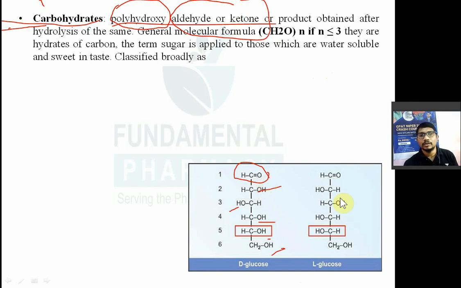Ketone किसमें? So you can see over here, no, here is not. Ketone is there in the structure of fructose. So in fructose there is a polyhydroxy ketone. Okay, I will explain you in the upcoming slide.